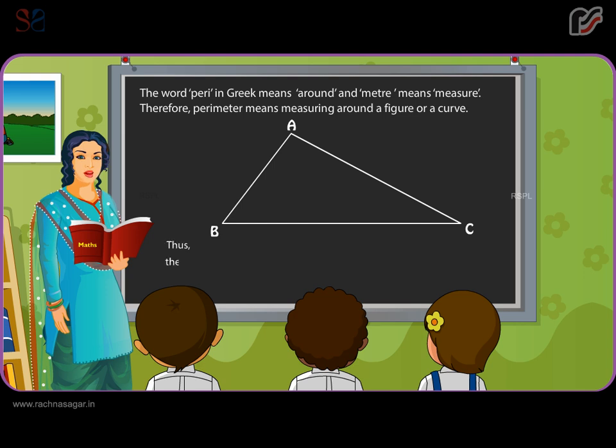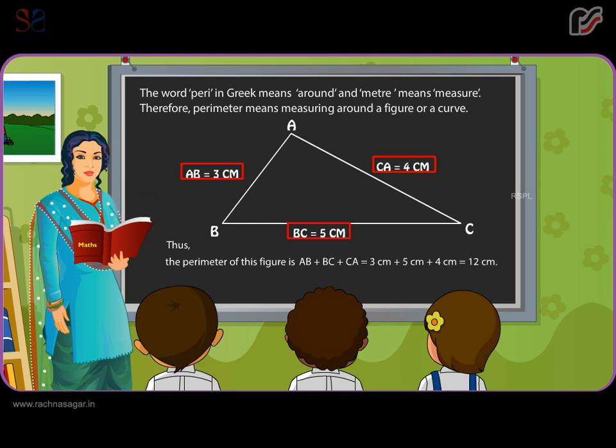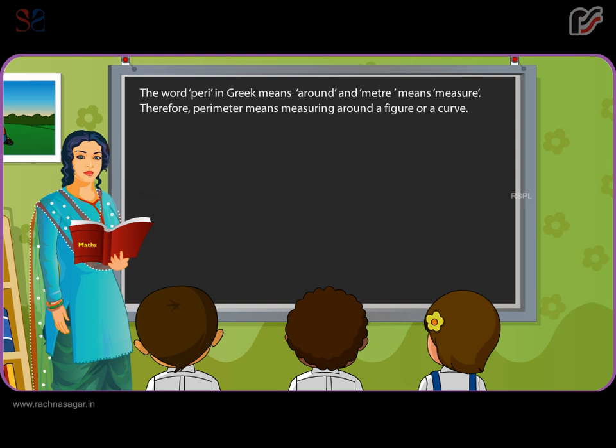Thus, the perimeter of this figure is AB plus BC plus CA is equal to 3 cm plus 5 cm plus 4 cm is equal to 12 cm. Now, look at another figure. Here, if we start at A, we will end up at D. We cannot come back to A, so we cannot find its perimeter because it is an open figure.